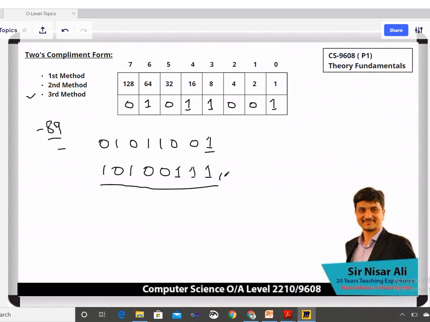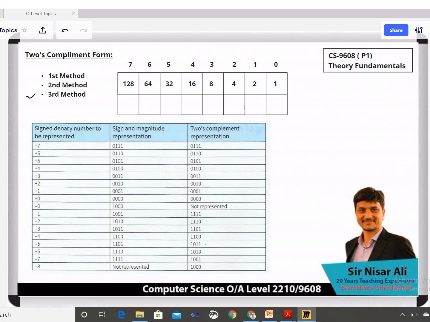You can see it is now a signed number. It is the direct representation, so it is minus 89. So this is the direct method. So you have seen that there are three methods through which we can represent a negative number, and these three methods are well explained.